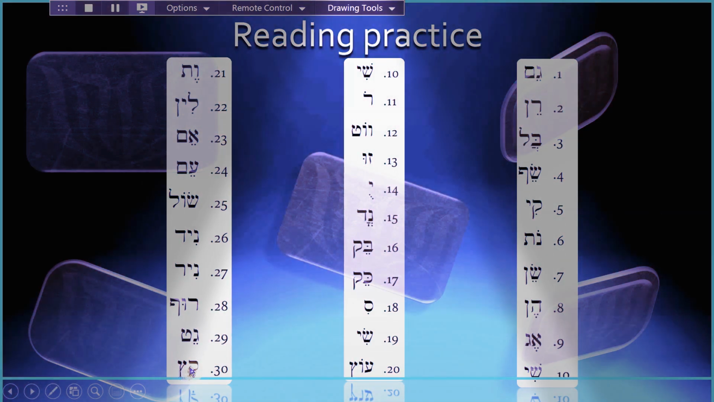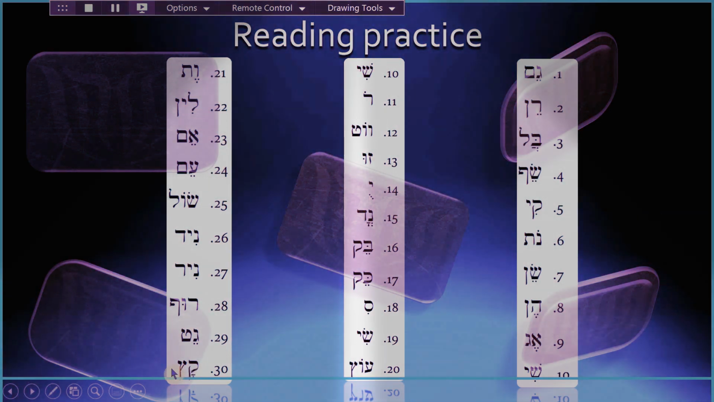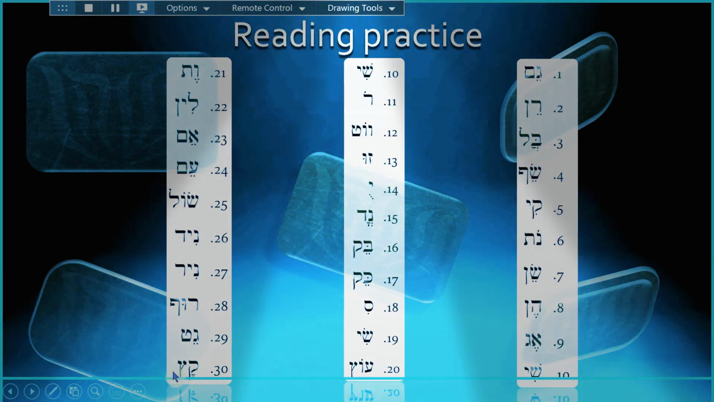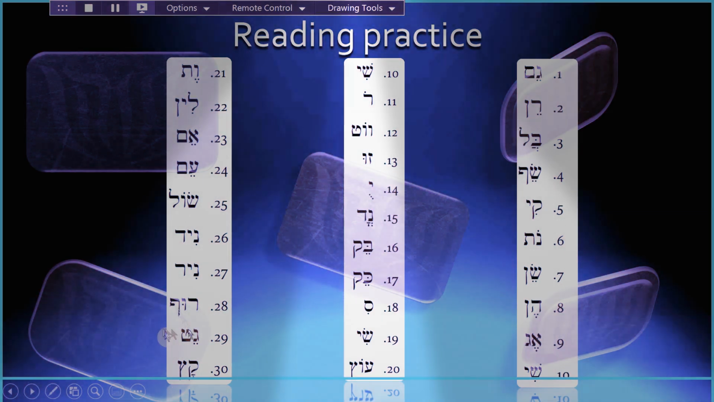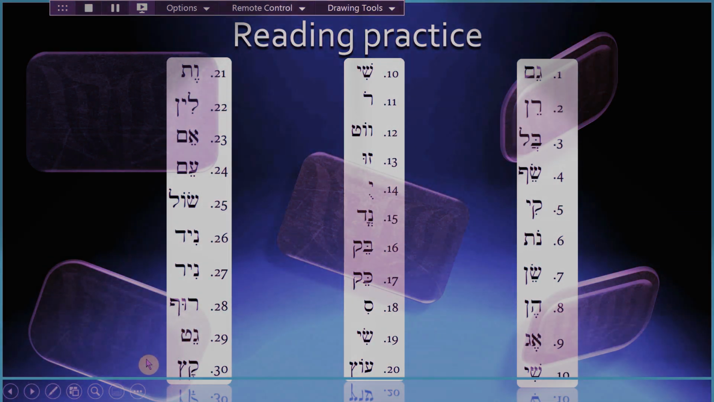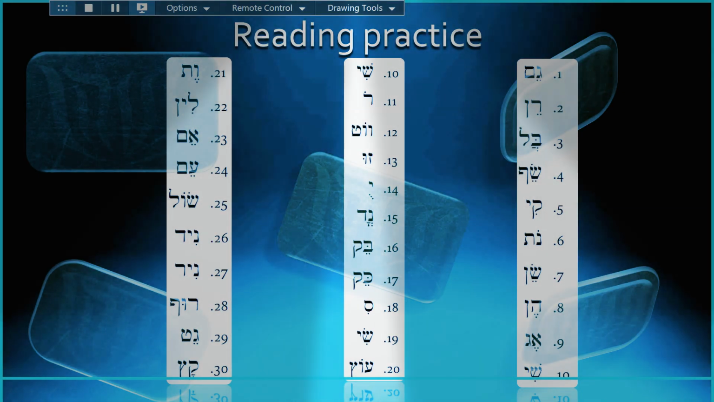Cots. Remember, this is the tzadi. It's a TS at the end. Cots. That's the final form of the tzadi. And up here we had the final form of the fe. Roof, gate, and cots. All right, take a couple minutes. Try to read them for yourself. Take note of any difficulties you have.